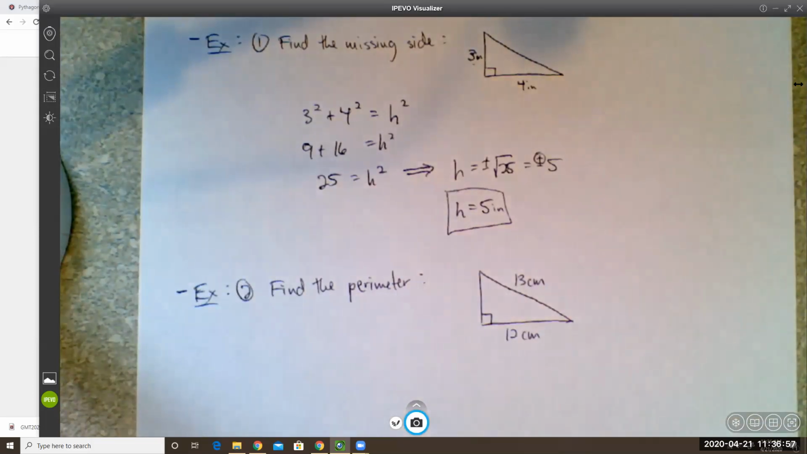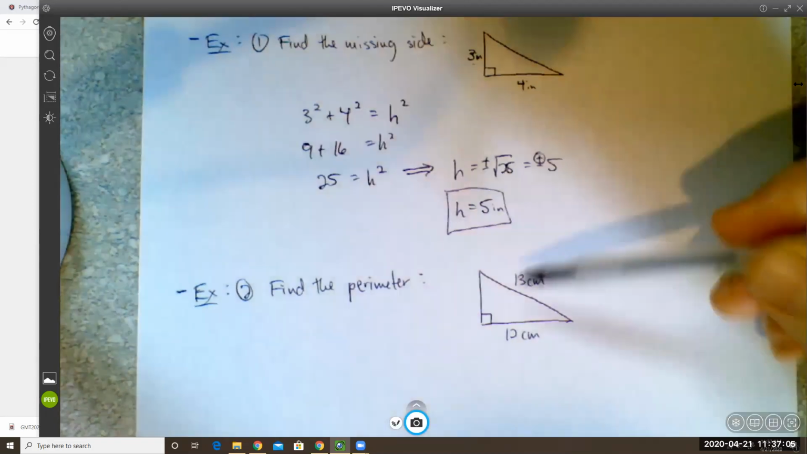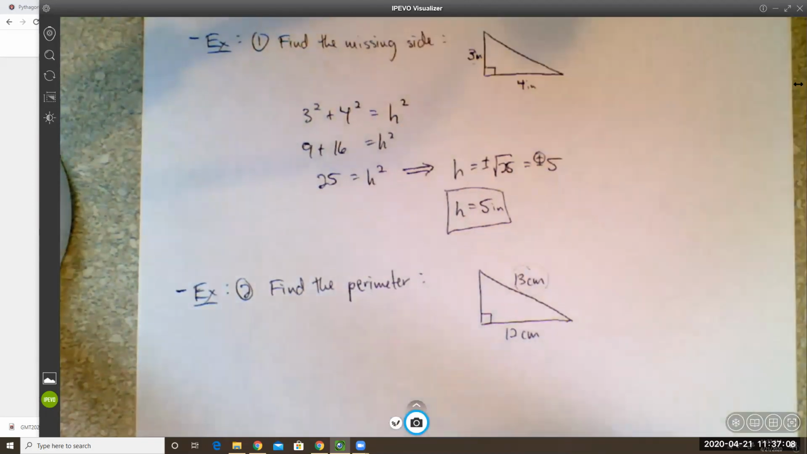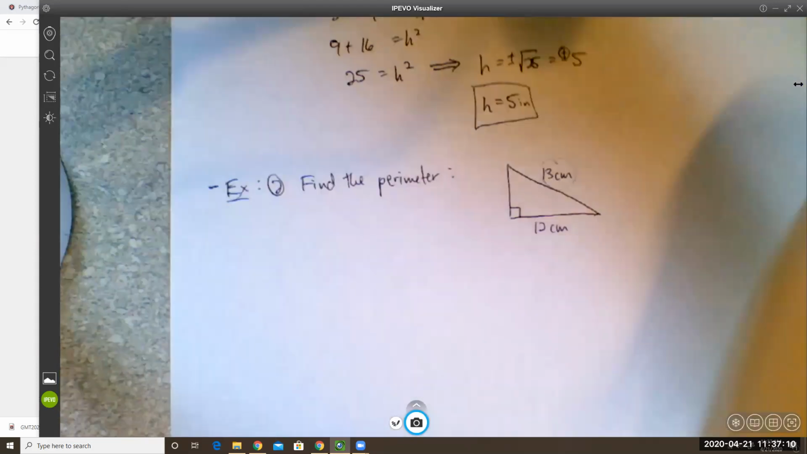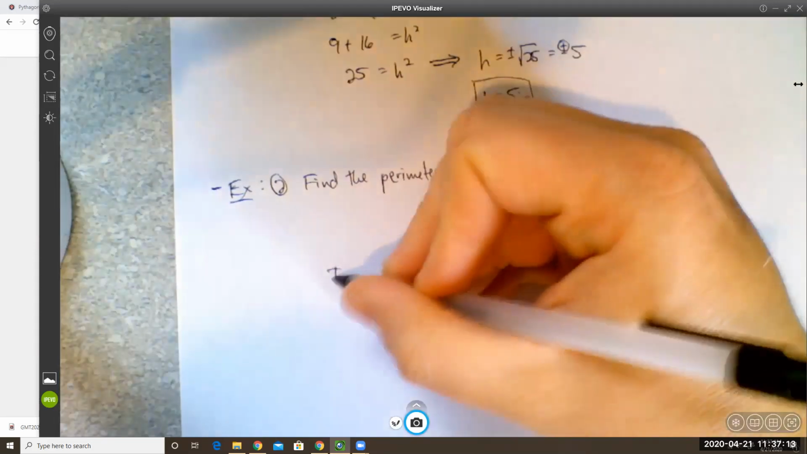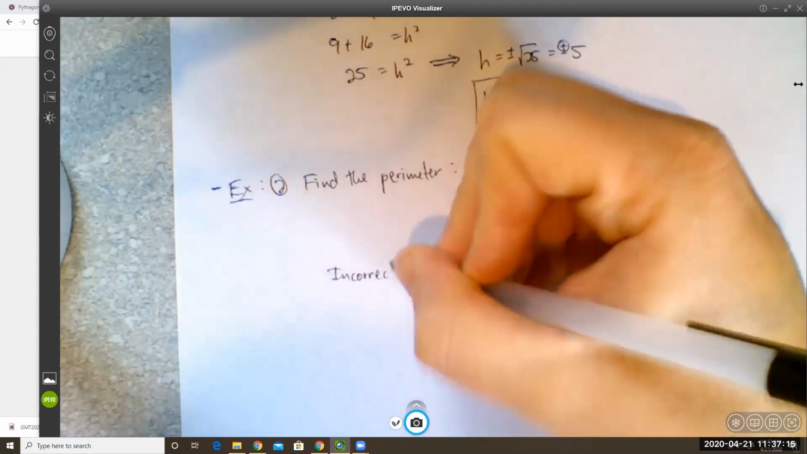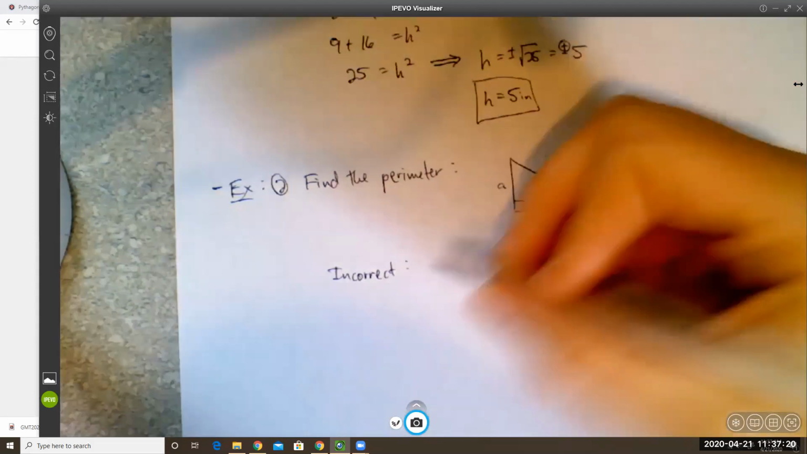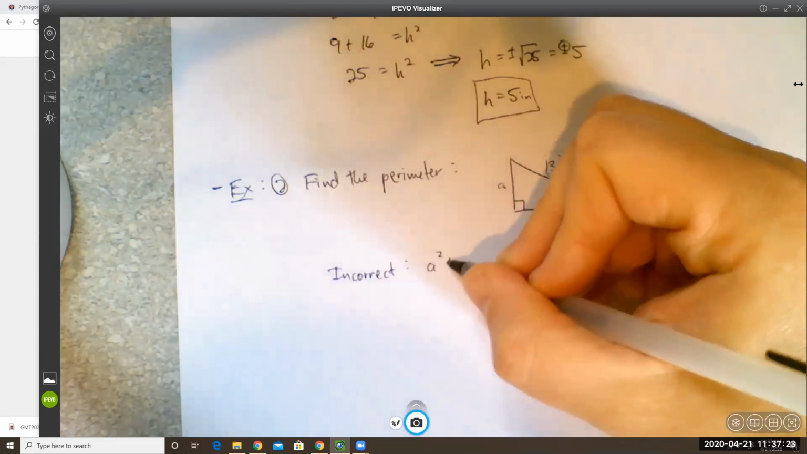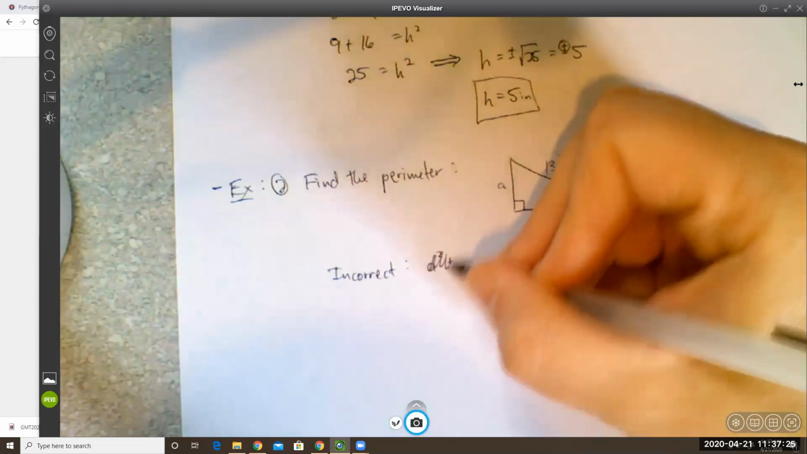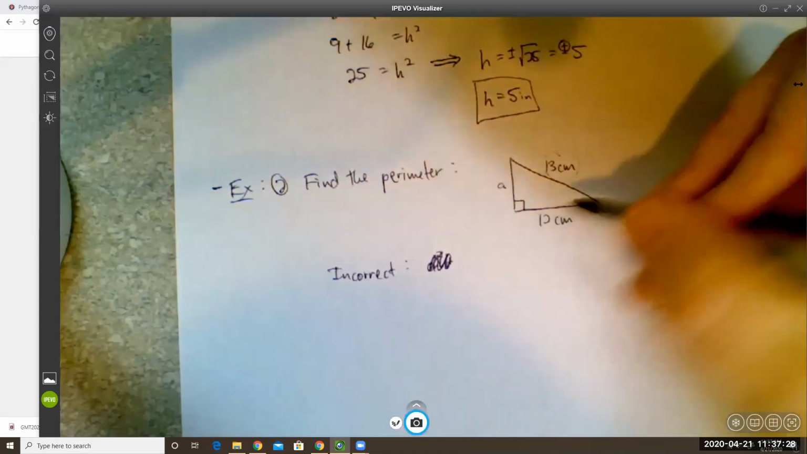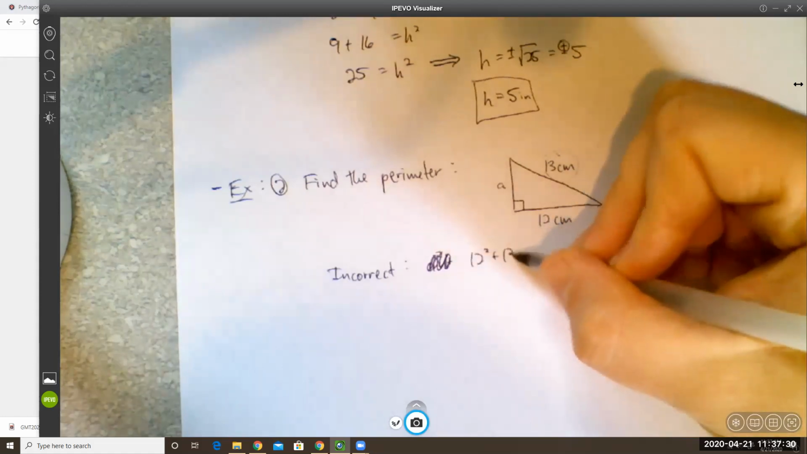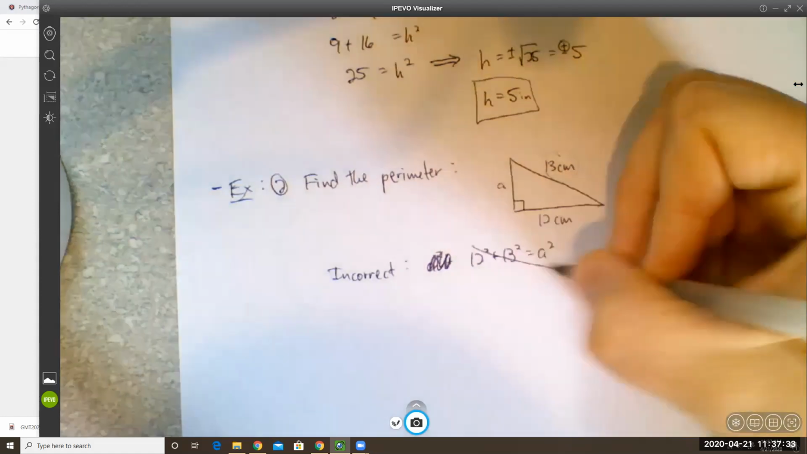Because the Pythagorean theorem says a squared plus b squared equals c squared. C has to be the hypotenuse though, right? C has to be the hypotenuse. This is the hypotenuse of our triangle. So actually maybe I'll write out the incorrect way first. Maybe I'll call this a. The incorrect thing to do would be to say 12 squared plus 13 squared equals a squared, right? That's not true at all.